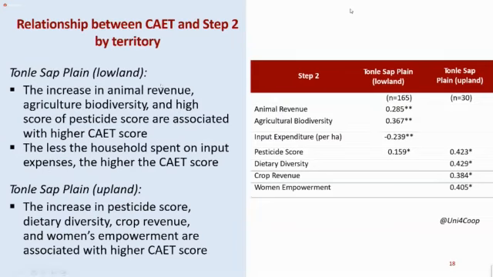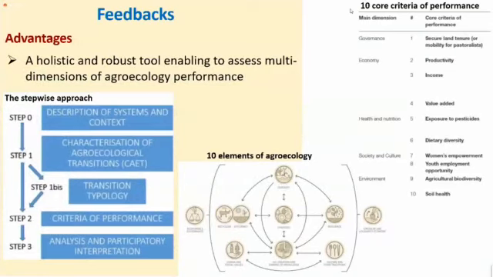Like here in the lowland territories, there's a correlation on the animal income, agricultural biodiversity, and the input costs. But for the upland territory, we see a relationship for the dietary diversity, crop income, and women's empowerment.